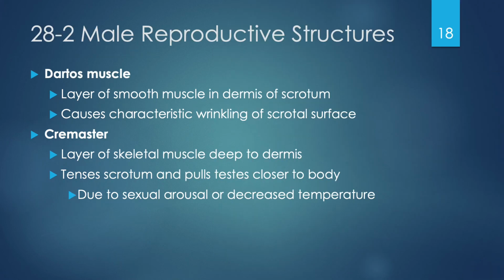There are two primary muscles that exist within the scrotum that are important for scrotal maintenance of temperature as well as for reproductive purposes. The first is the dartos muscle. The second is the cremaster. So the dartos muscle is composed of smooth muscle, and what it does is it allows for the testis to become slightly elevated and also wrinkles the scrotal surface.